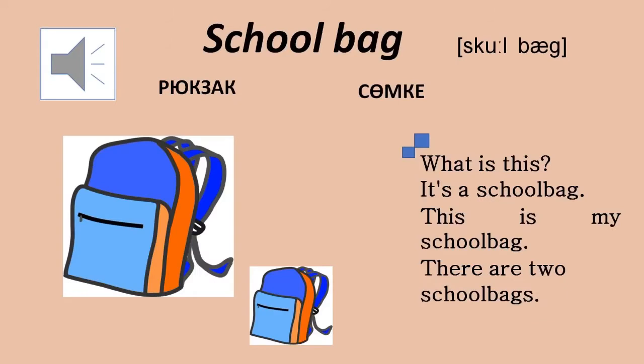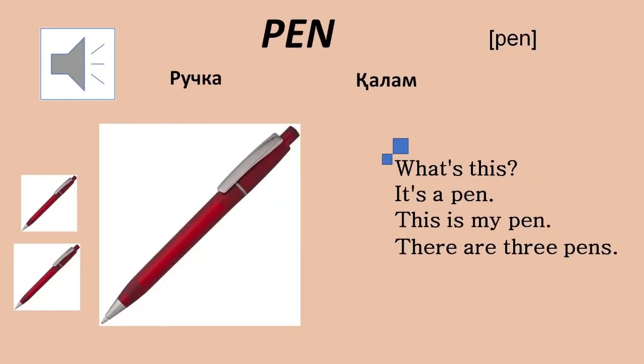So the first word is school bag. School bag. Рюкзак, сумки. What is this? Бұл не? It is a school bag. Бұл сумки. This is my school bag. Бұл менің сумкем. There are two school bags. Екі сумки бар.